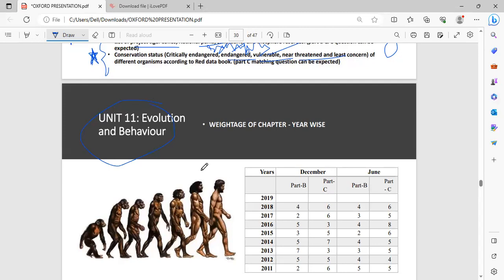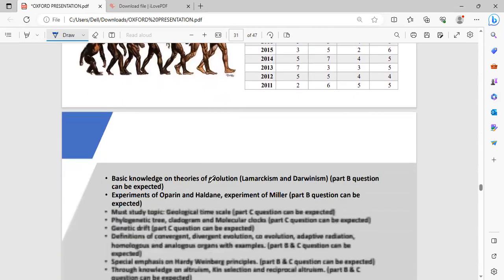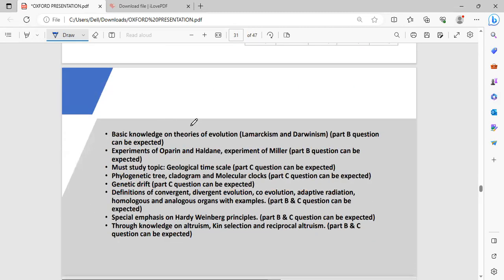Yeah, coming to the evolution. In evolution, first of all, we have to know the theories of evolution. In that, Lamarckism and Darwinism, Neo-Darwinism, like that, there are various theories. After that, experiments done by Oparin and Haldane, experiment of Miller. And next, geological time scale, which is most important. Here, geological time scale is very, very important. We have to remember this.